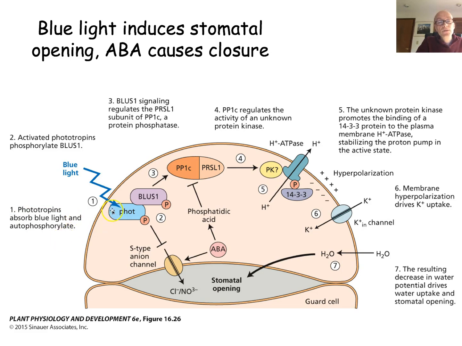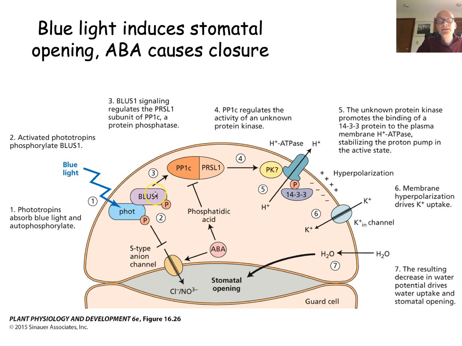So here you have the phototropins, the proteins that I discussed with you earlier. Phototropins absorb blue light and they also autophosphorylate. I showed you an example for the cryptochromes, but we could have done the same experiment for the phototropins. So they autophosphorylate, and at that point they activate a downstream molecule. This is called BLUS1. Not so important what this is.